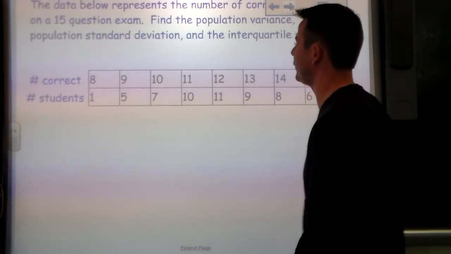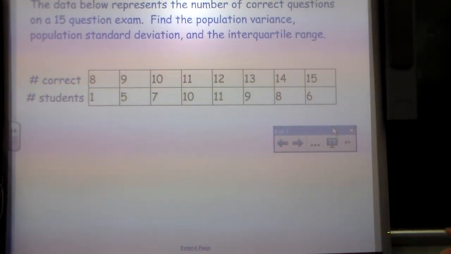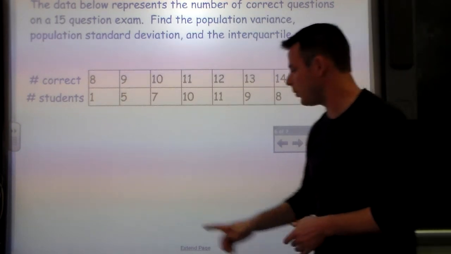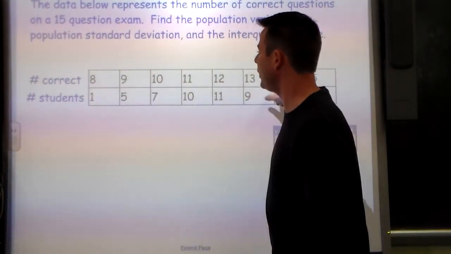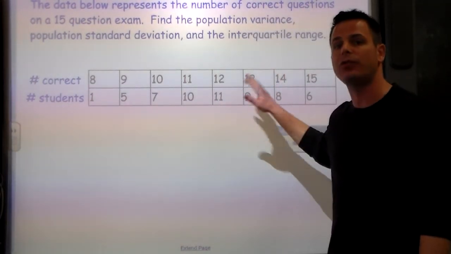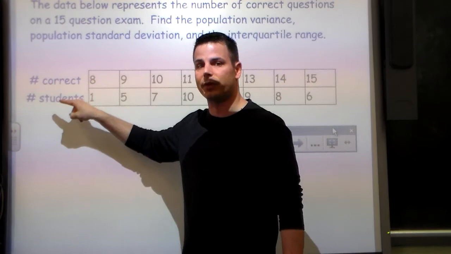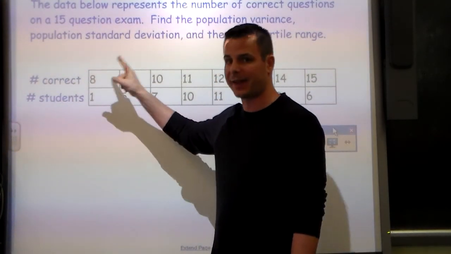So let's do some examples here. The data below represents the number of correct questions on a 15-question exam. Find the population variance, the population standard deviation, and the interquartile range. Again, we're going to go back to the calculator, and we're going to plug in L1 and L2. Make sure L2 is your frequency. In this case, the frequency is the number of students. The variable here is the number of questions. So that's X.